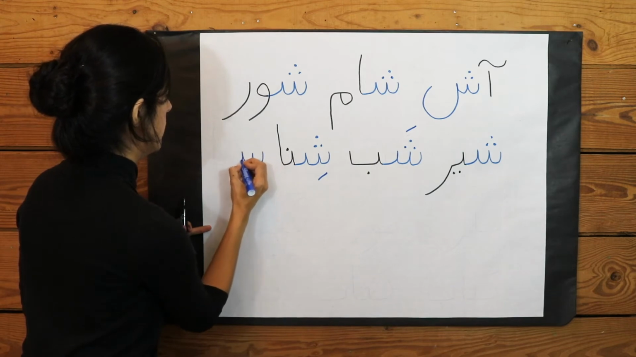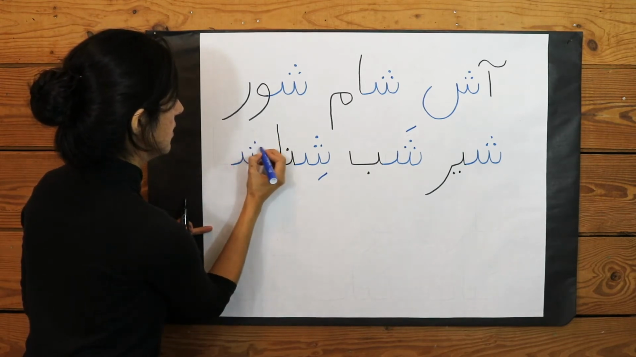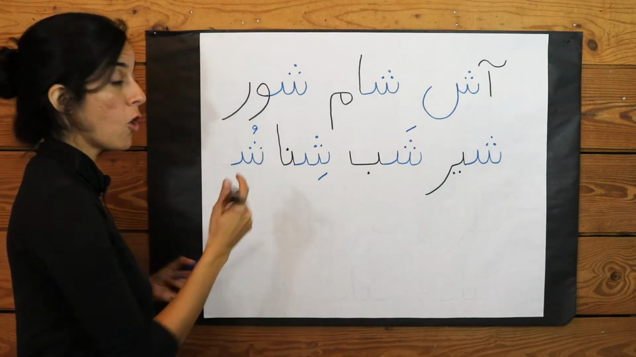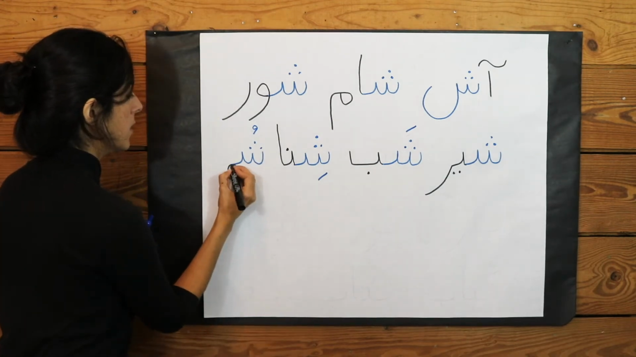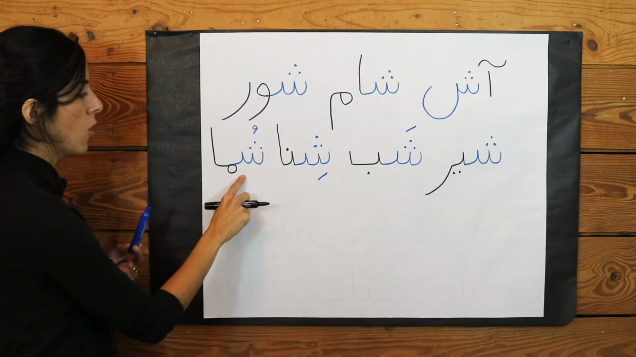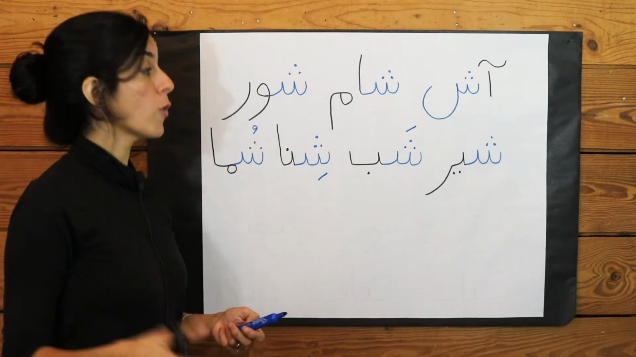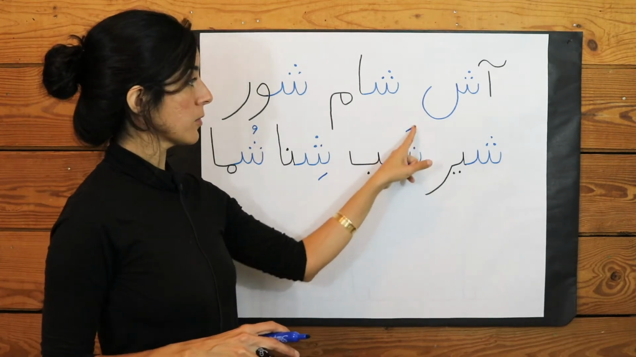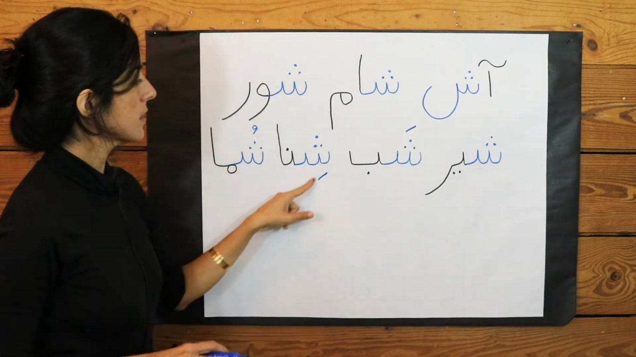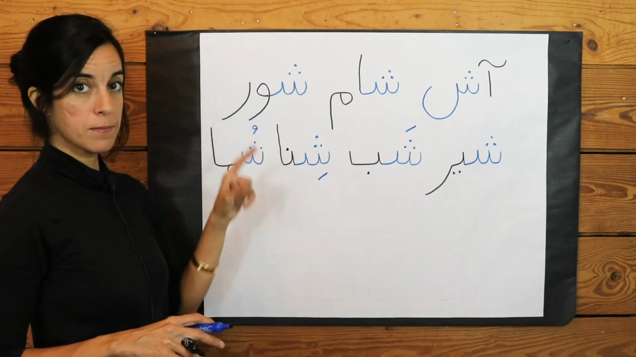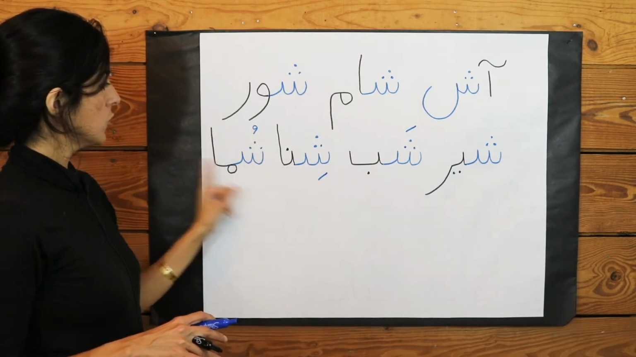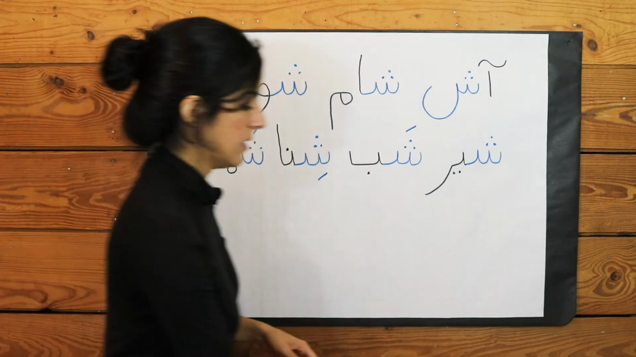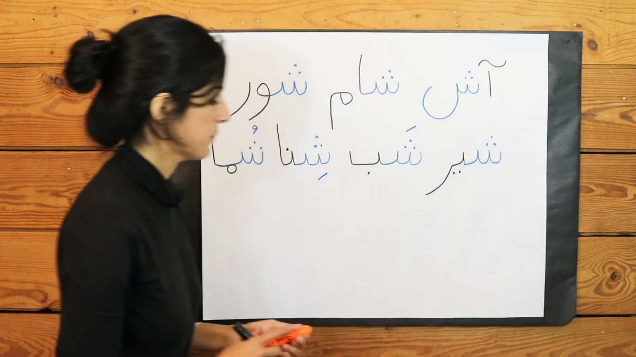And then, what about when we put that symbol above it? It becomes sho. So shoma means you in the formal way. So we have shab, an example of the a, shena, an example of the e, and shoma, an example of the o. So our 3 accents make very different words.